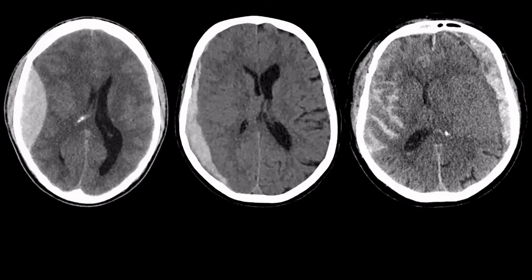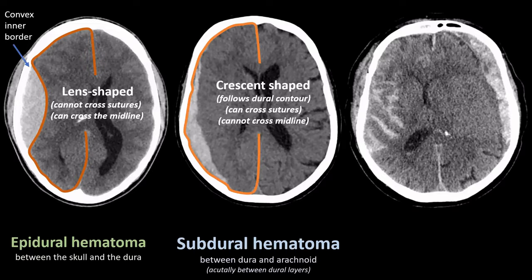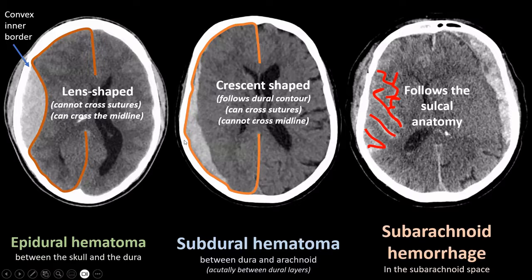Let's summarize hemorrhages. I've shown you the several kinds of hematomas you can encounter on CT imaging based on their location. We have seen epidural hematomas, which have a typical lens shape, a convex inner border, and cannot cross sutures. We have seen subdural hematomas, which are crescent shaped, follow the dural contour or the surface of the cerebral hemisphere. They cannot cross the midline, however, and subarachnoid hemorrhages, which are located inside the sulci and follow the sulcal anatomy.